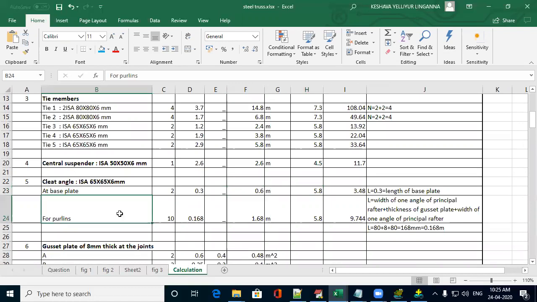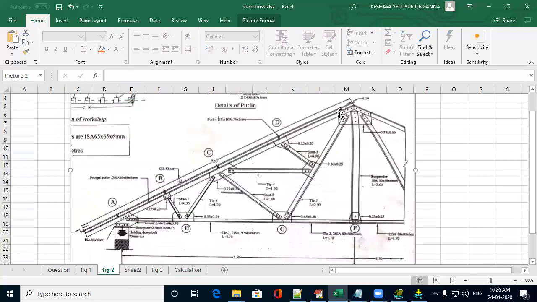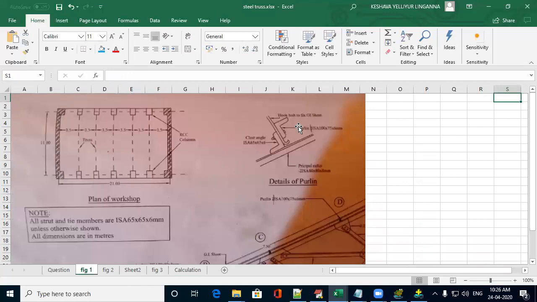For the purlins, as I said earlier, how many joints will be there? That many cleat angles will be there. How many joints are there? On one side it is 1, 2, 3, 4, 5. On either side also 5 numbers, 5 joints. So in total there will be 10 joints, and correspondingly there will be 10 cleat angles like this at each point. 10 cleat angles, okay. Now what is the length of the cleat angle? How to calculate it? I will show.